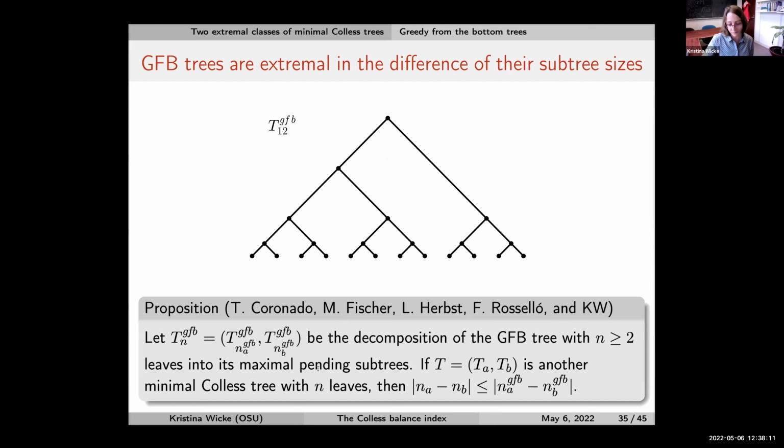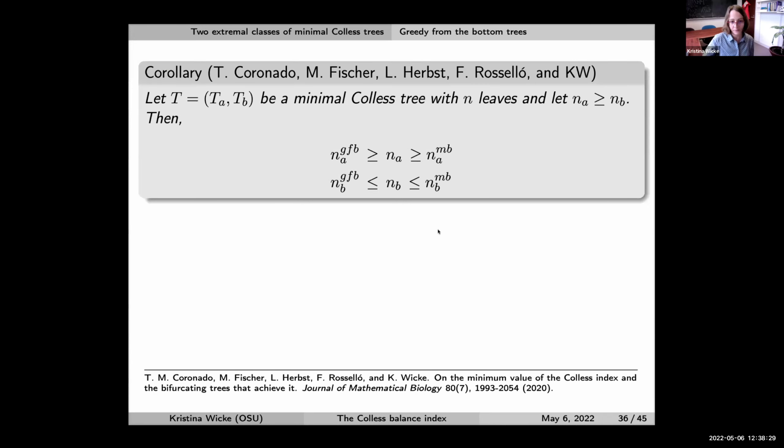Okay, so the GFB trees are extremal in this sense, and this statement requires a proof. So this is less straightforward to show than the other one for the maximally balanced tree. Okay, so these are the GFB trees, and they turn out to be extremal in another sense. That's just a corollary that we can conclude from the two statements. So for any Colless minimal tree, the leaf numbers in the two subtrees will be bounded by the corresponding leaf numbers in the maximally balanced tree and the greedy from the bottom tree.